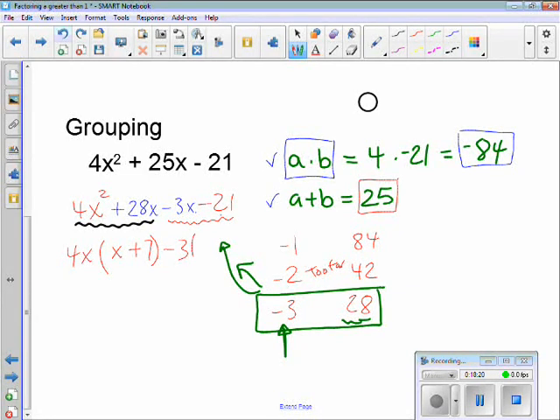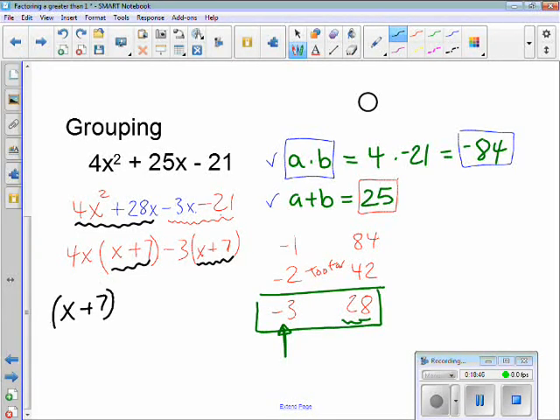So take a look. I'm pulling out a negative 3 from both of those. So I end up with x plus 7. Okay, now very important. If you did this right, you'll always end up with these two terms being exactly the same. Okay? All right, so let's see that they both have an x plus 7 in common.